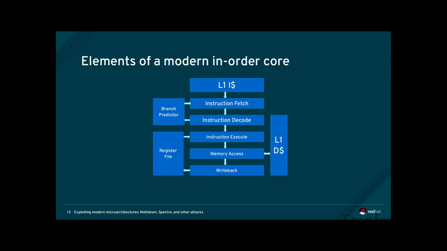You fetch instructions, you decode them, you execute them, maybe perform some kind of memory access, and then you commit the results back to a register file, and you rinse and repeat. And you'll see in this diagram that I've got two different parts of my cache represented here. I've got a level one iCache, instruction cache, from which I'm fetching instructions that I want to execute. And I've got a level one dcache from which I'm fetching data.